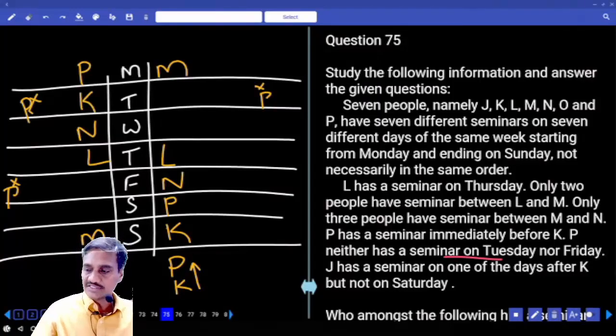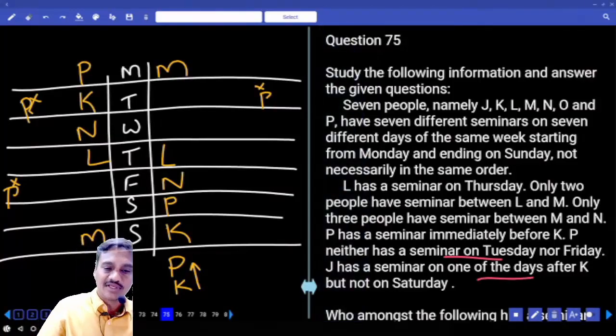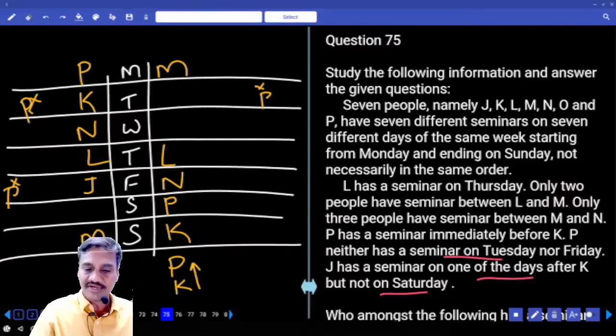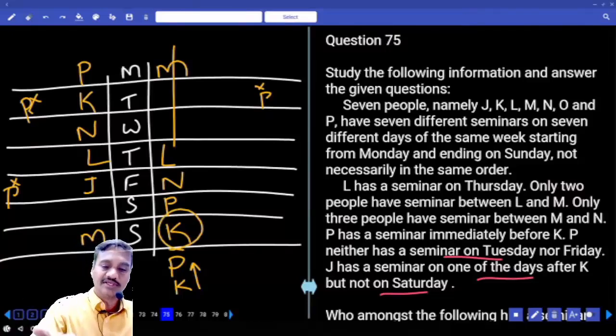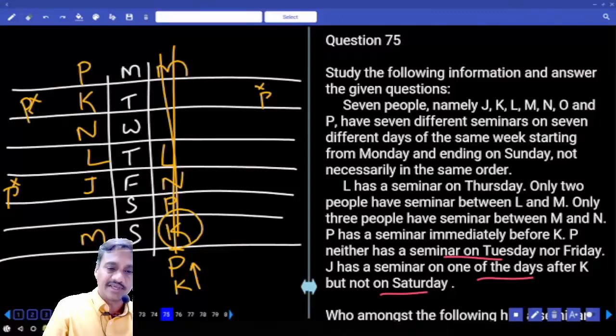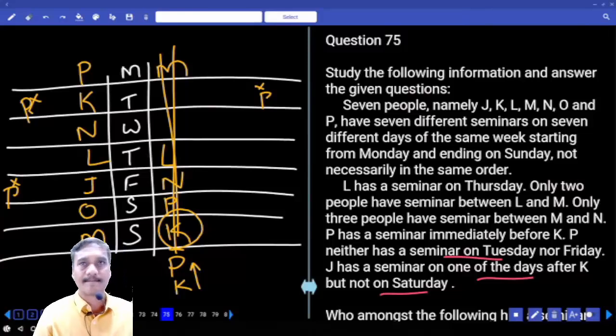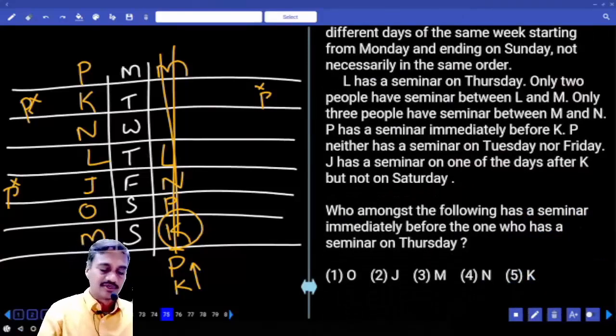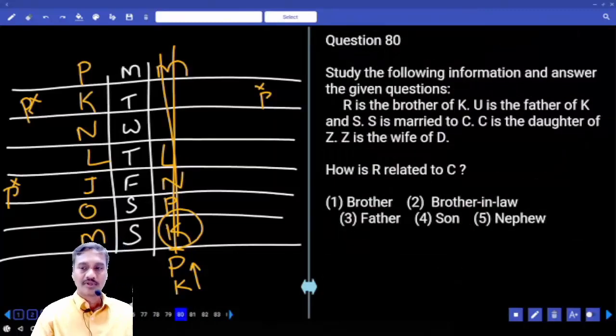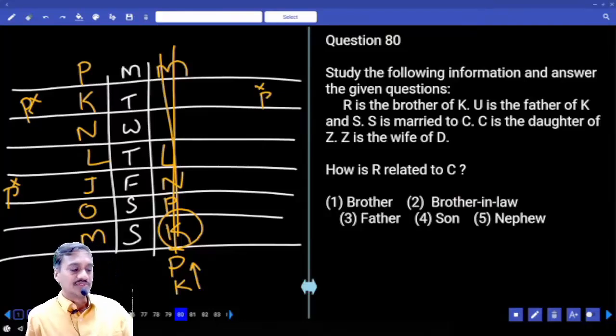And next one, J has a seminar on one of the days after K, but not on Saturday. But not on Saturday, J must be here. J has a seminar on one of the days after K. J is not possible in the second case. Then what is the element left over here? J, K, L, M, N, O and P. O must be on Saturday. Done with this? This is about question number 75 to 79. Yes, write down this arrangement.